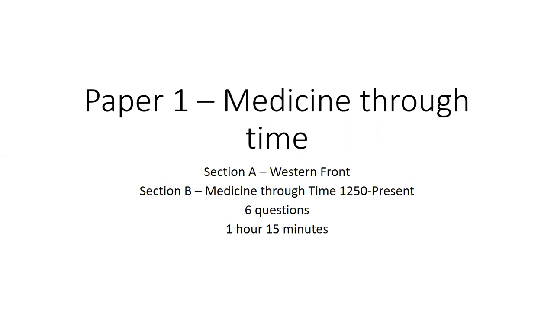Now, this paper is broken down into 2 sections. Section A is all about the Western Front, 16 marks, 10%. And then you've got Medicine Through Time, which is worth 20% at 36 marks. This paper is made up of 6 questions in which you will have 1 hour and 15 minutes to complete.